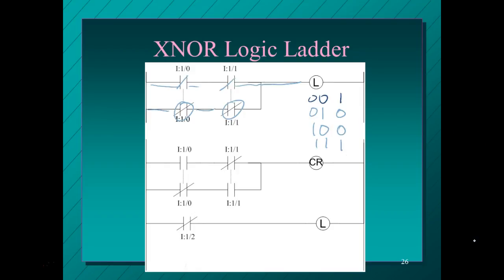On an exclusive NOR, if the inputs are equal, the rung will be true. If the inputs are not equal, the rung will be false. What you need to understand is we have the ability to compare two things, right? I can tell if the rung's true or false, whether they're equal or not equal. If I want the rung to be true when they're equal, I'll wire them exclusive NOR. If I want it to be false when they're equal, I'll wire it exclusive OR.